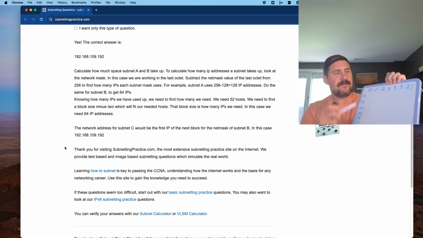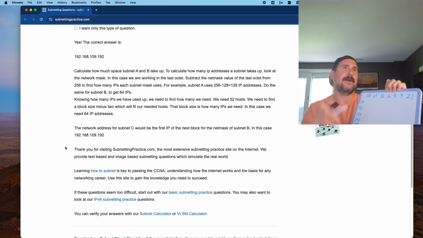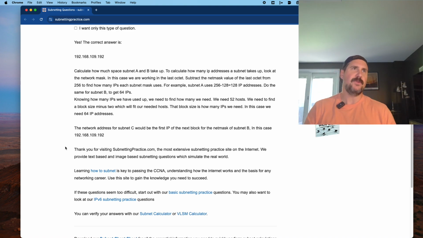I do it slightly differently. I just plot along my little chart here. But you could just subtract whatever is in the subnet mask for that octet from 256 and get the same answer. Do the same for subnet B to get 64 IPs, which we saw. Knowing how many IPs we have used up, we need to find how many we need. We need 52. We need to find a block size minus 2, which will fit our needed hosts. The block size is how many IPs we need. In this case, we need 64 IPs.